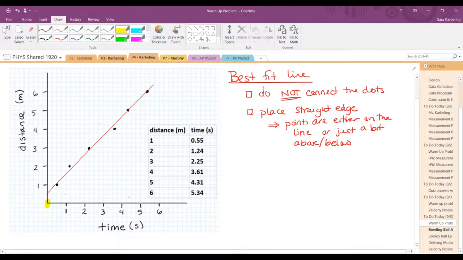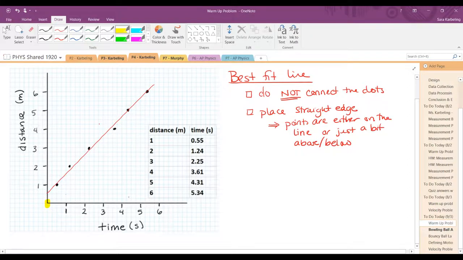The origin is 0, 0. Okay? Now, quickly, before we make any gross overgeneralizations, let's think about this data. I will tell you that this data came from a bowling ball lab that we did last year. The same process that you did last week.